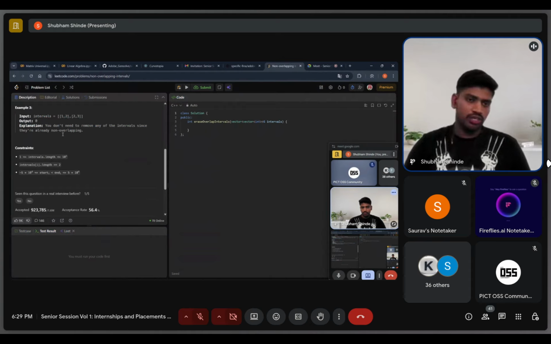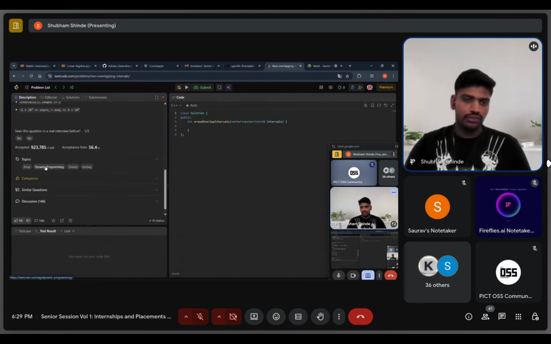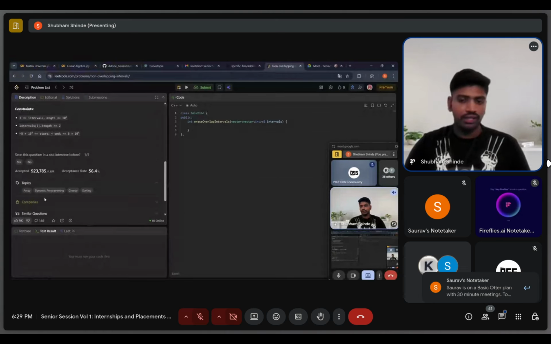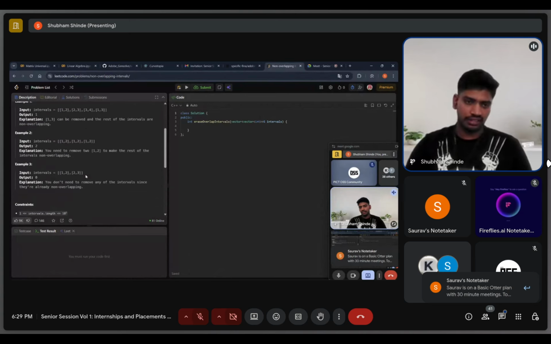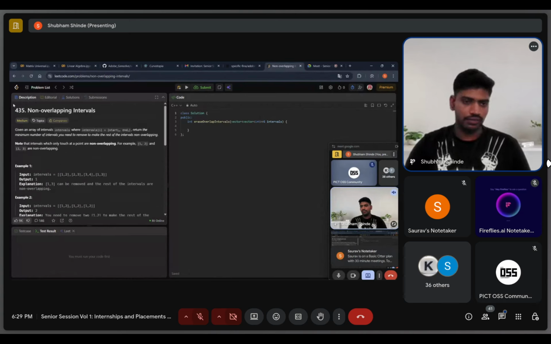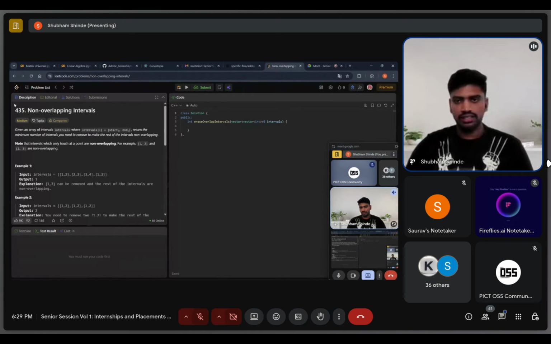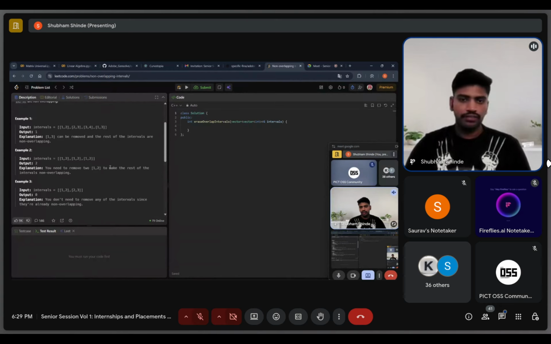But if you don't get it, come here and read the topic. From reading the topic, you get an idea of how it will be solved. If you still don't get ideas, then see the editorial and all. By using this, you can prepare well for DSA problems. So this is another thing you have to keep in mind.